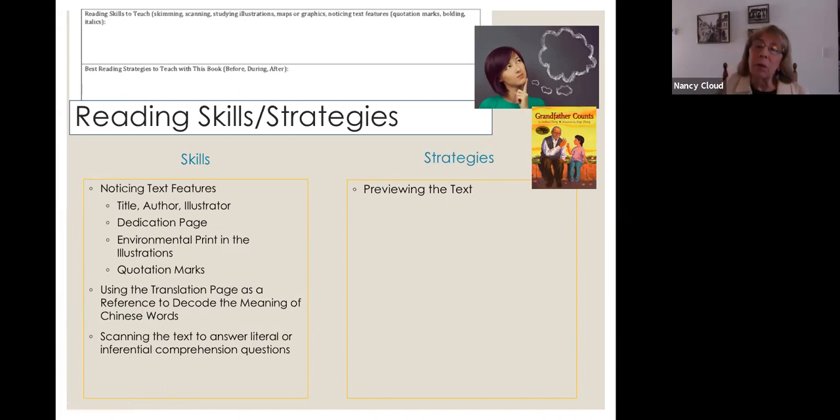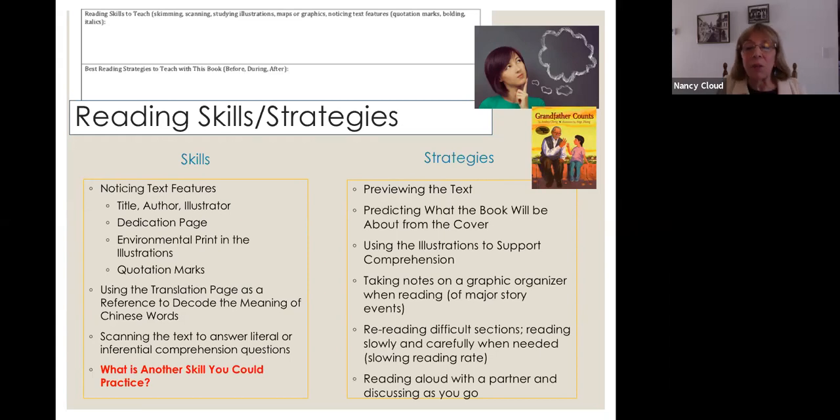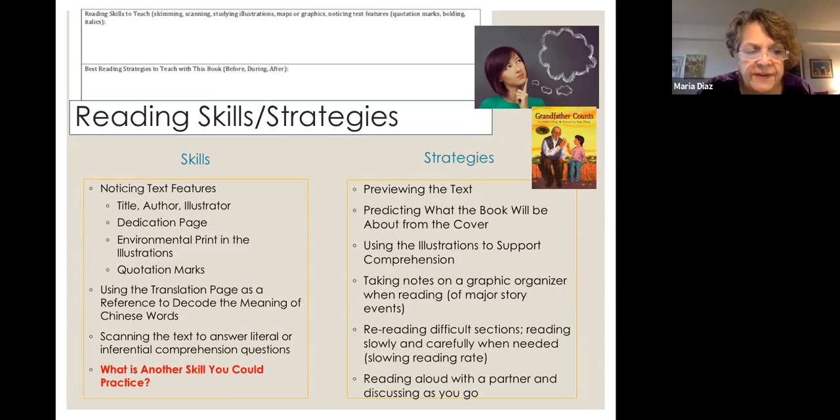Okay, and then some reading strategies that you could teach. I'm sure we're getting a lot in there. This is endless, right? Skills and strategies. So here I would go back to my standards, make sure I'm doing what the standards want me to do, but I would also notice what skills my kids are having trouble with and what strategies they never ever use. Never do it. Important to our participants, Nancy, is character analysis.